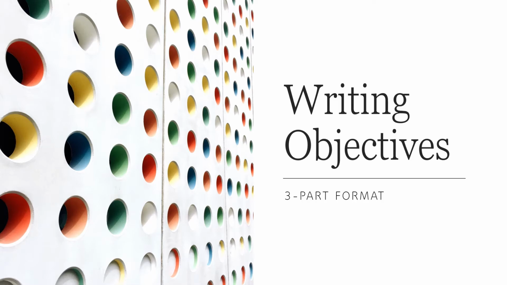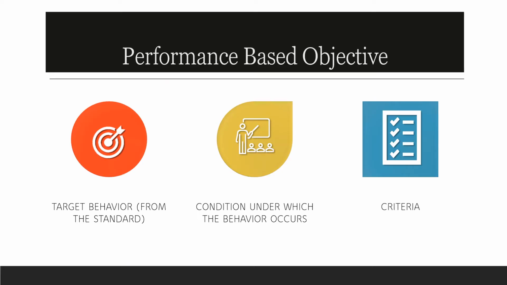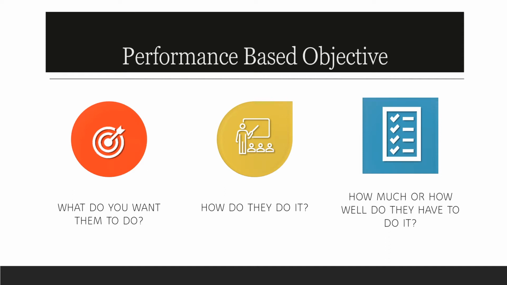First, when we create performance-based objectives, we have three parts to them. The first is the target behavior. You get this from the standard. That comes right out of the language of the standard. The second is the condition under which the behavior occurs. So what kind of support or how are you going to help the child to get to that behavior? And the third part is the criteria. What do you expect them to be able to do? What's your criteria for success? So another way to look at this is, what do you want them to do? How do they do it? And how much or how well do they have to do it?